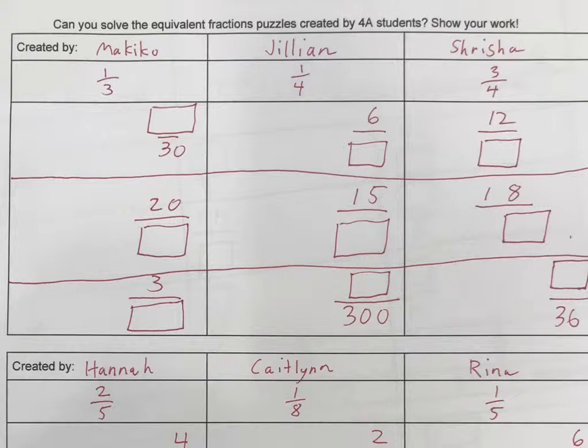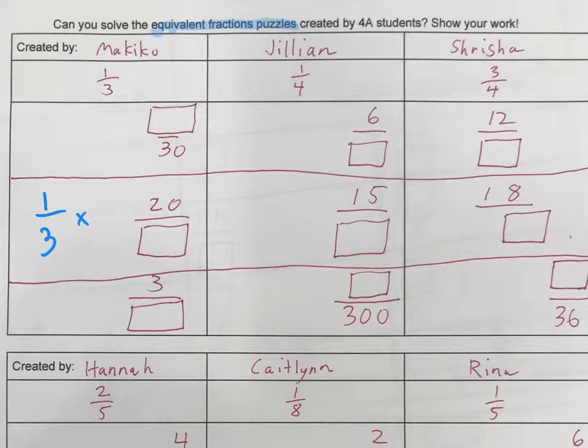All right, so tonight we have equivalent fraction puzzles, same as before. This time we have 6 new people, and we should know what to do here, but let's just do a couple as examples. So Makiko is giving us 1/3. So I'm going to skip down to, let's do this one here. If you have 1/3, it's pretty simple here.